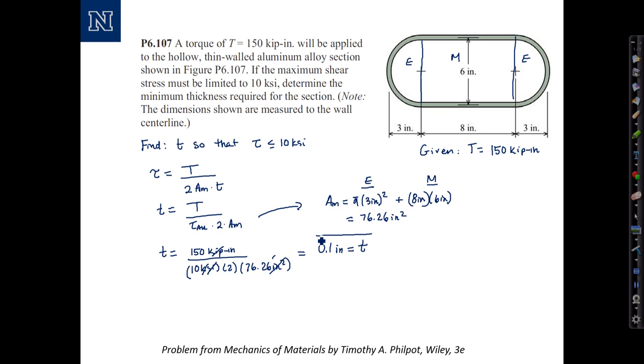This is the minimum required thickness for the section. This is a rather small number, but based on a sanity check for a thin-walled section, it's much less than the dimensions of the section itself. So it seems reasonable, and that concludes this problem.